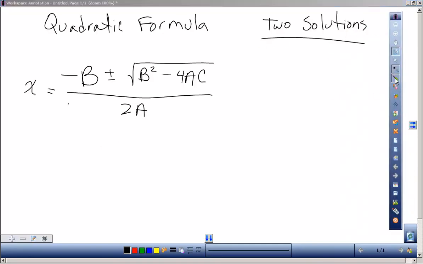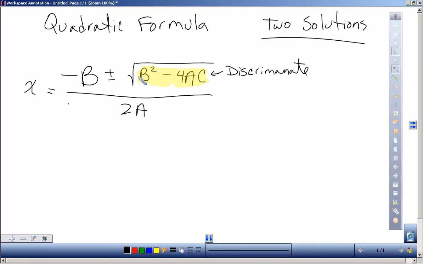A couple of vocabulary words we want to cover real quick. This part of the formula underneath the radical, just the number underneath the radical, is called the discriminant. It is called the discriminant because it discriminates between what types of solutions we're getting. It tells us whether we're going to get two real answers, two imaginary answers, or one repeated answer.